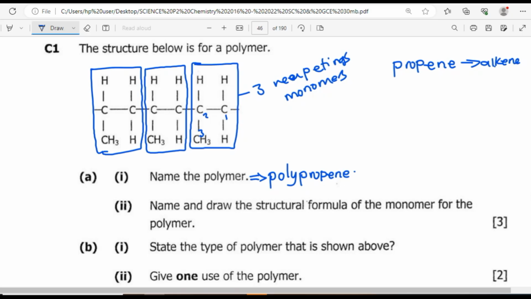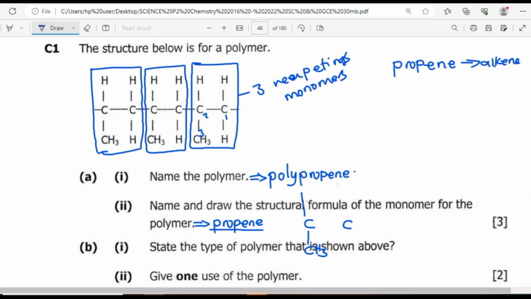Then Roman number 2, name and draw the structural formula of the monomer for the polymer. So the monomer, we've named it, it's propene. So for you to come up with the monomer, you just have to remove the prefix poly, then you get whatever remains. So name, we have named, draw the structural formula. So the structural formula, you just have to look at the way the carbons are arranged. So we can see that they are like this. We have this one, also this one, then there is another one like this.